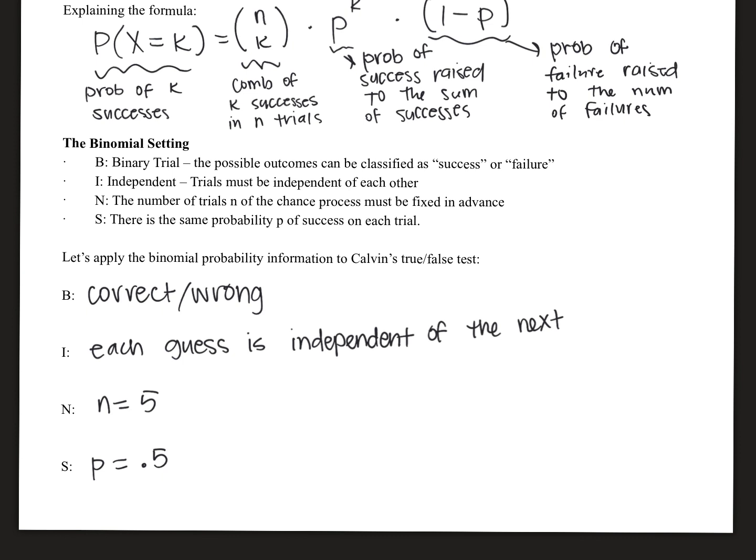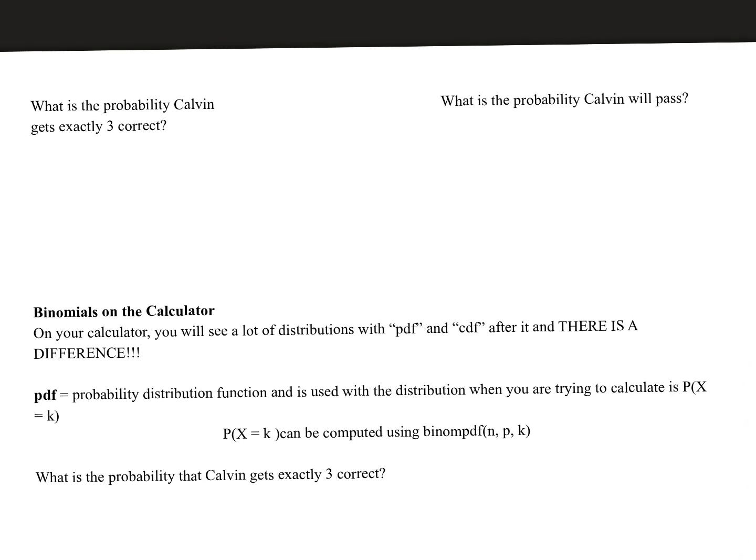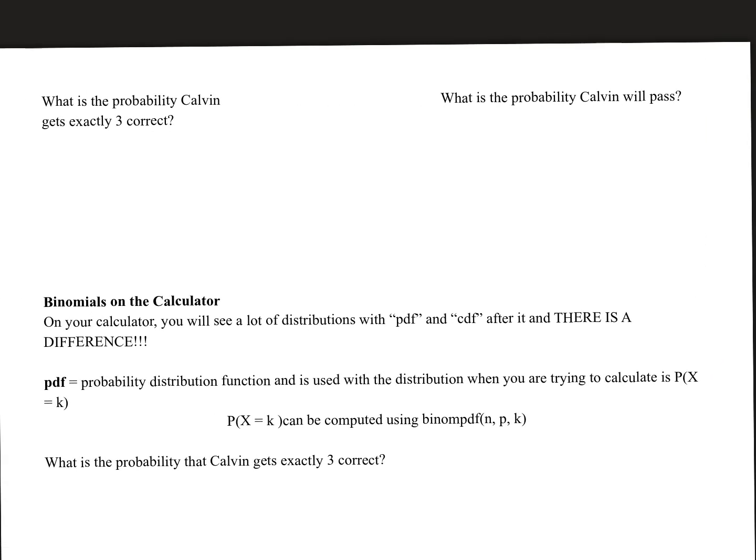So we're just going to redo 2 of the problems that we just did to see how we get the same outcome in a much shorter time period. So let's do the problems. What is the probability Calvin gets exactly 3 correct, and what's the probability Calvin will pass? So probability exactly 3 correct. So that's probability x equals 3. So we're going to do n choose k. So n is 5, choose 3, times p, 0.5, raised to the k power 3. Probability of failure, 0.5, and then the remaining 2.